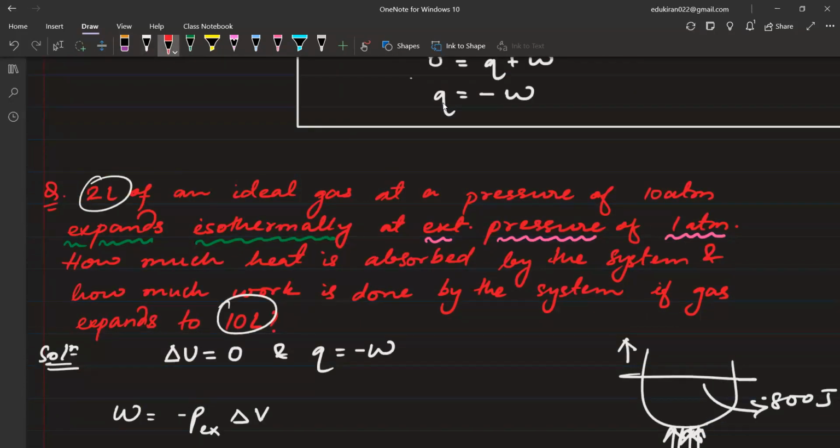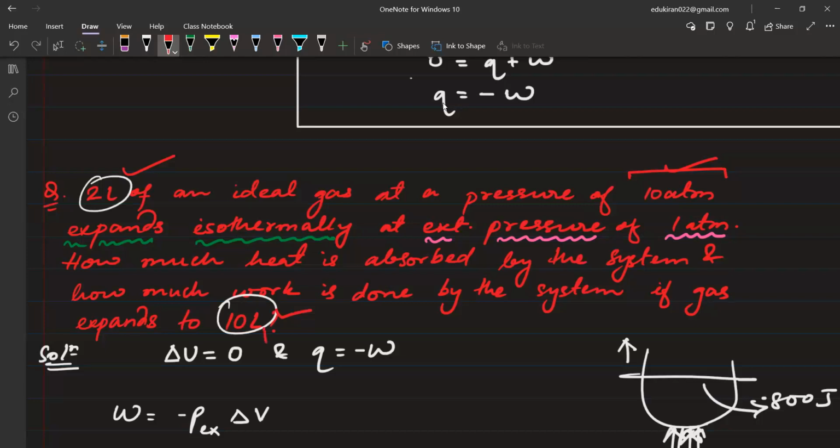Sorry, two volumes are given here. The question says 2 liter of an ideal gas at a pressure of 10 atm expands isothermally at external pressure of 1 atm, how much work is done. That part is fine. After that it says how much work is done by the system if the gas expands to 10 liter. Here you just have to remember that pressure is 10 atm and initial volume is equal to 2 liters.